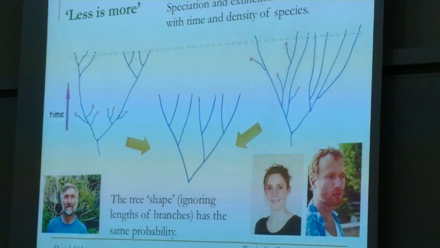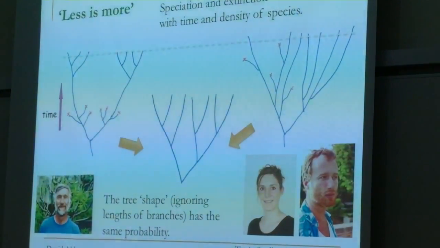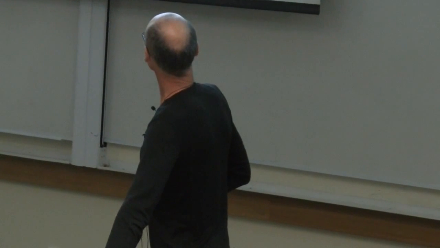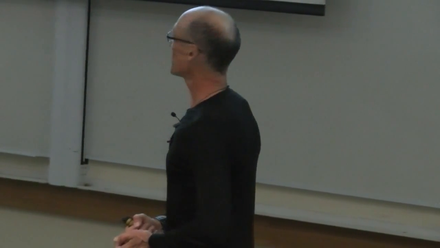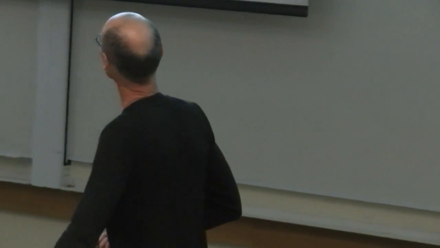This was David Aldous from Berkeley gave a talk out here a couple of years ago, and Tanya Stadler was also a PhD student here. So how do we calculate this probability? And this is where we're going to do a practical demonstration shortly. It's very simple.